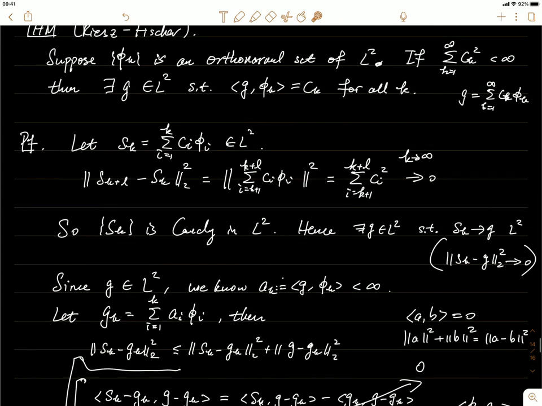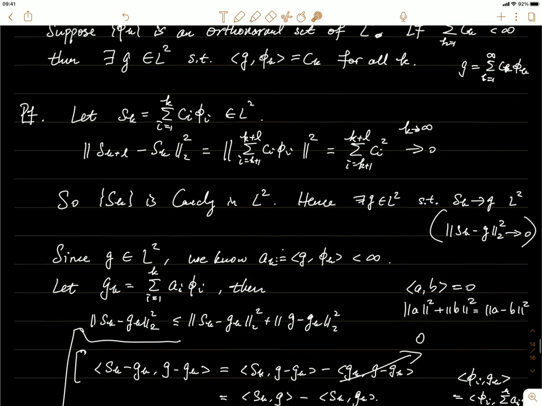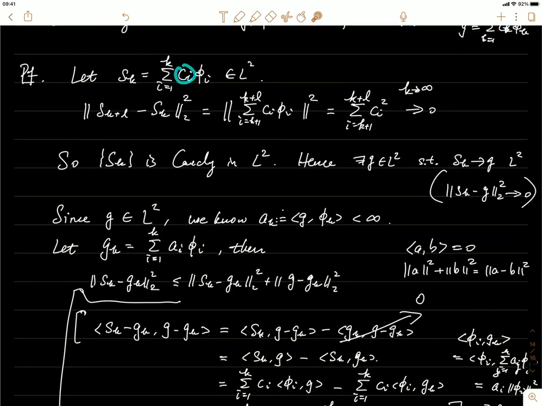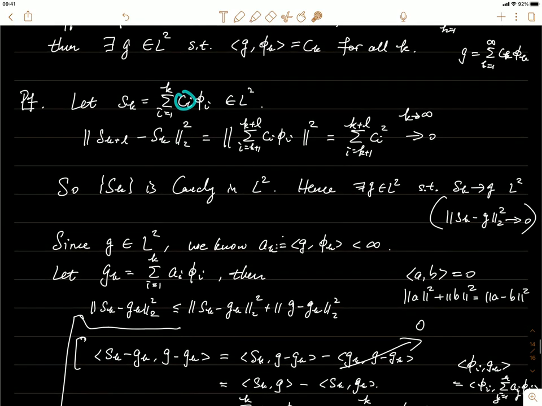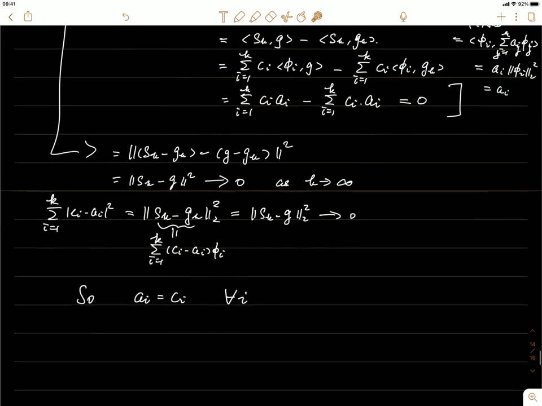In this case, you can see if this s_k is nothing but just g_k itself, then the c_i also will be just the a_i. So this one, which we assumed to be a_k, now turns out to be just c_k. Okay, and that's the complete proof.